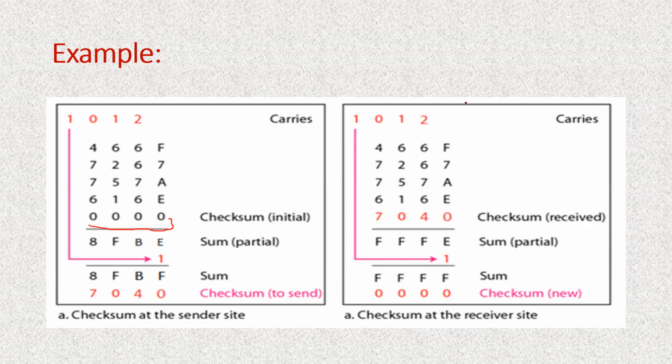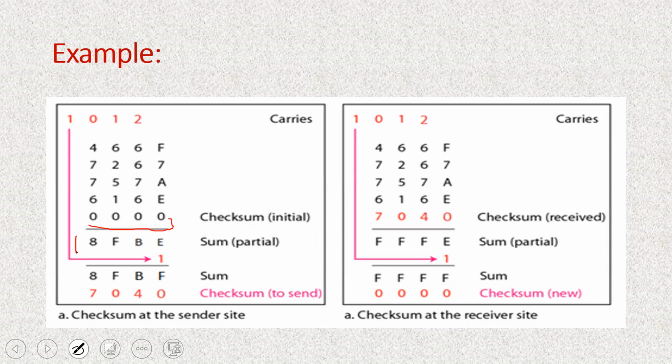466F plus 7267 plus 757A plus 616E. The answer that you get is 18FBE.